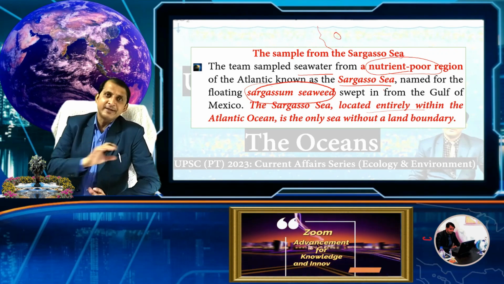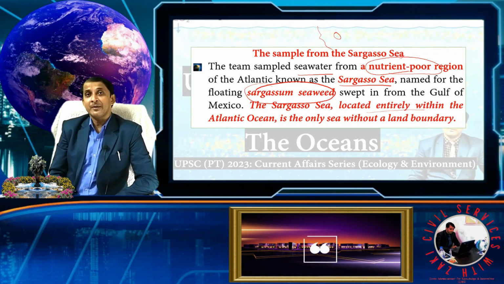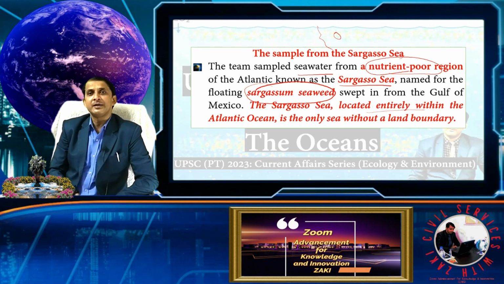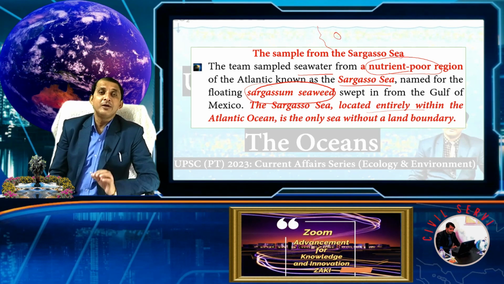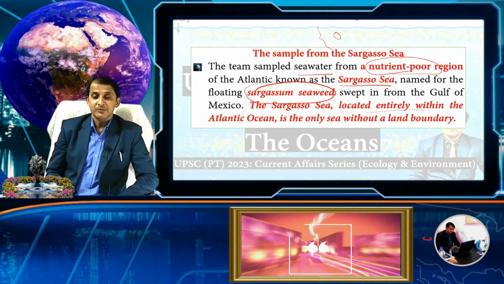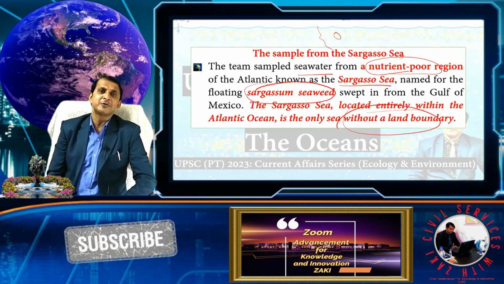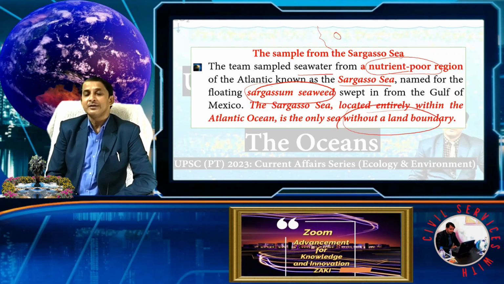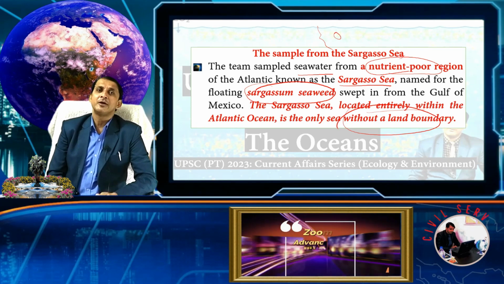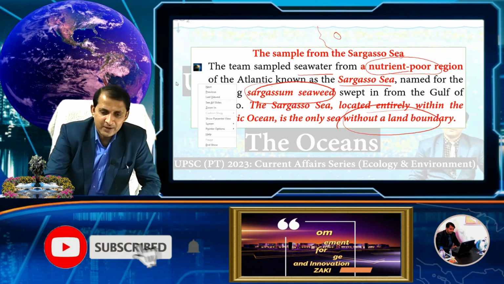If you find any sea, whether it is the Bering Sea, the Arabian Sea, or any sea across the globe, only one sea is the Sargasso Sea without a land boundary. So what is the difference between sea and ocean and all that? Then you can also join my regular class, regular lecture, and also my free live class. So let's go forward and see.